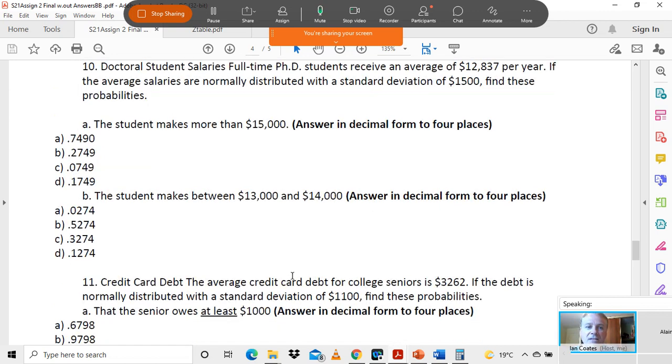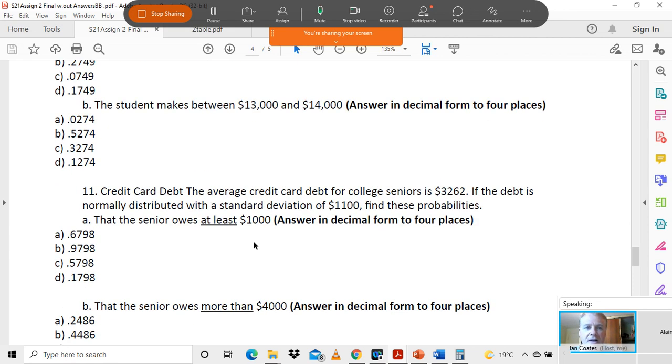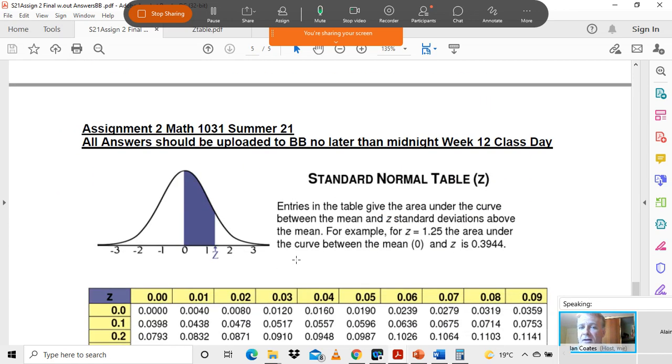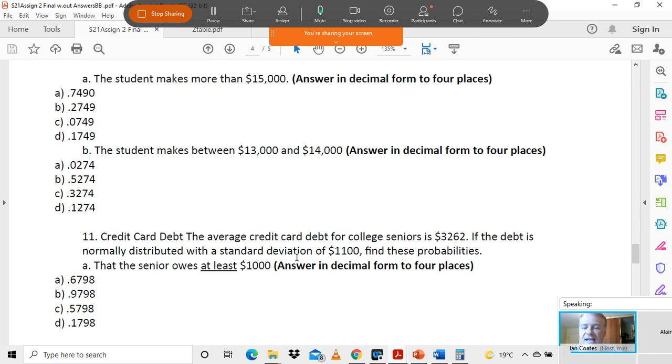Okay? And same thing here. Student makes between 13,000 and 14,000. And again, just more questions there. So that's what we're looking at there. I hope it's not too taxing. Nail this, because your quiz 3 is going to be exactly the same banana. Your test 3 will be exactly the same banana there.